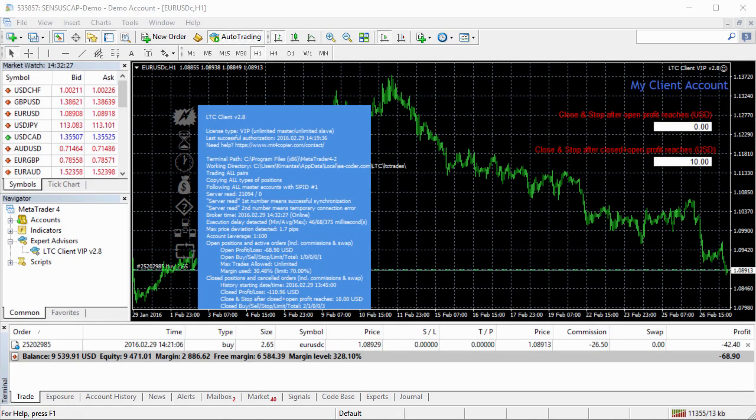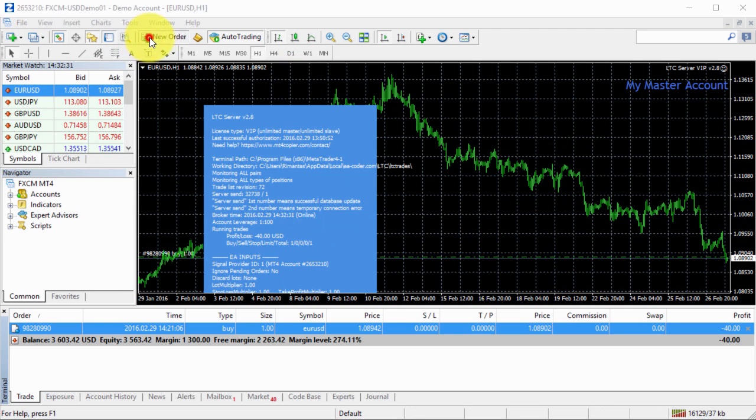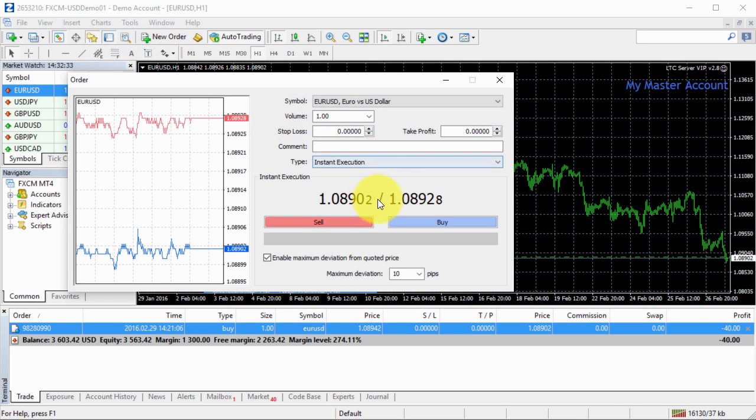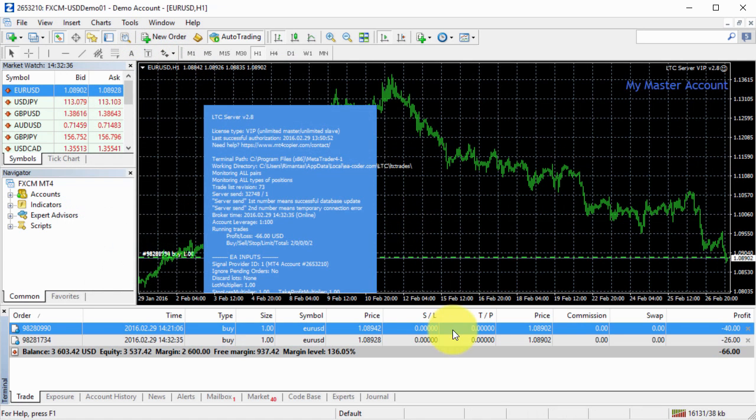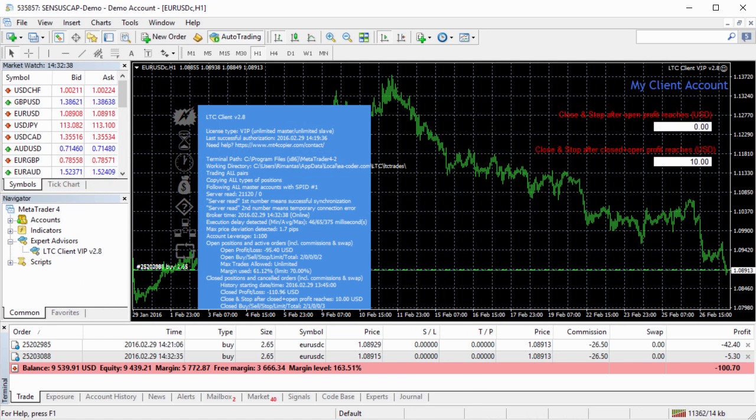Okay, it seems the position is going down, so I will just open another buy order. I go to my master account and open another buy. There we go. Now I have two buy orders. And hopefully they will reach my desired profit level sooner. Or they will blow my account. Joke. Okay, let's wait and see what will happen.